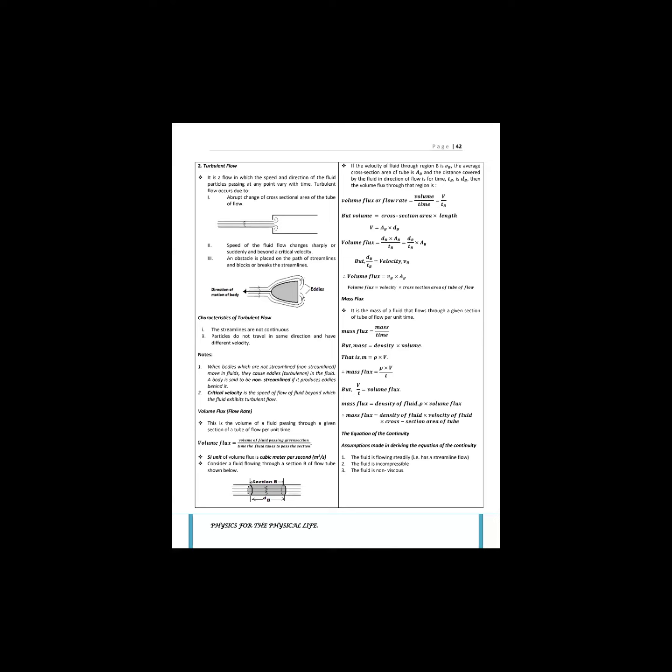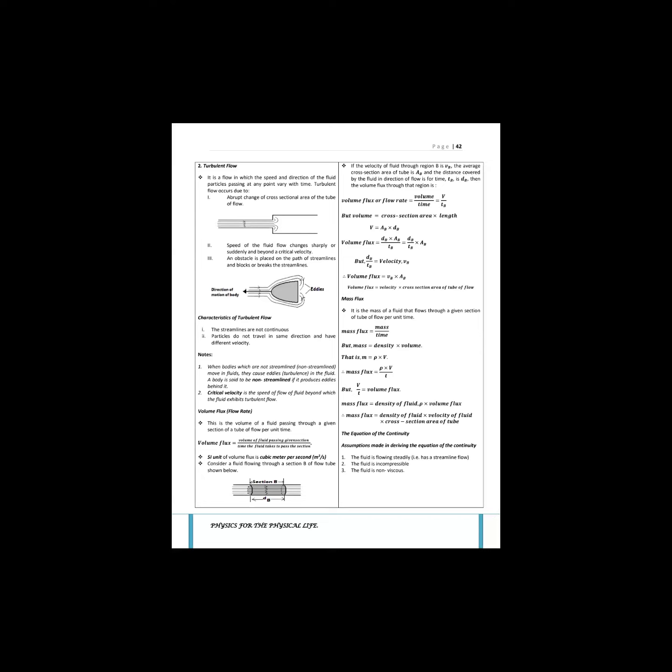When bodies which are not streamlined, or non-streamlined, move in fluids, they cause eddies. Now, the term eddies comes from turbulence in the fluid. So the eddies are the ones we see in the diagram above. They form eddies behind it. That is the difference between streamline and turbulent flow.